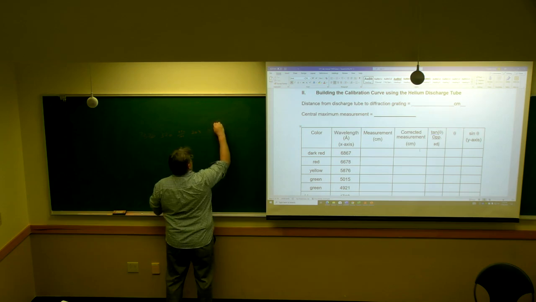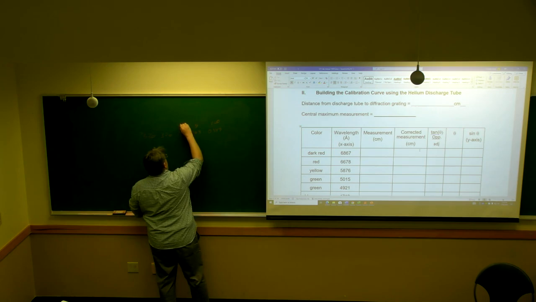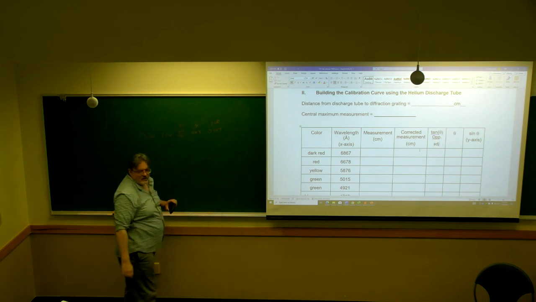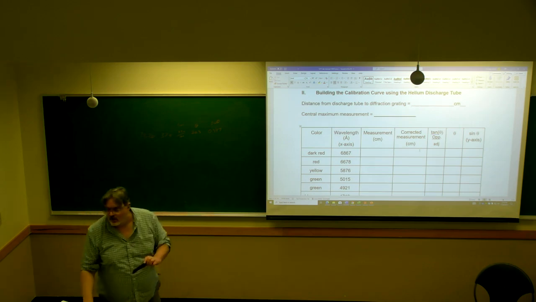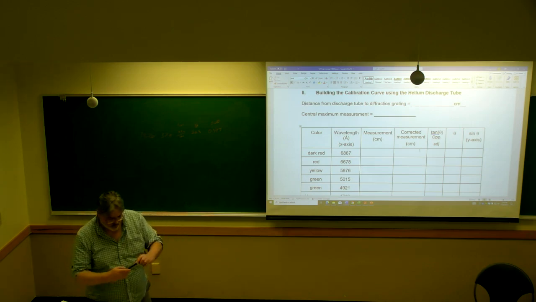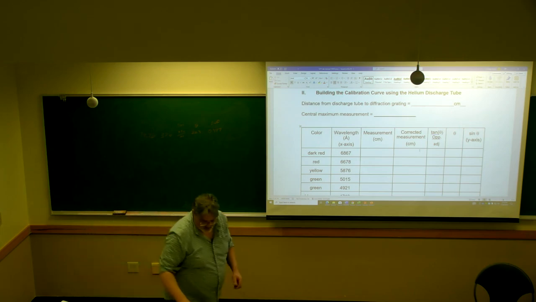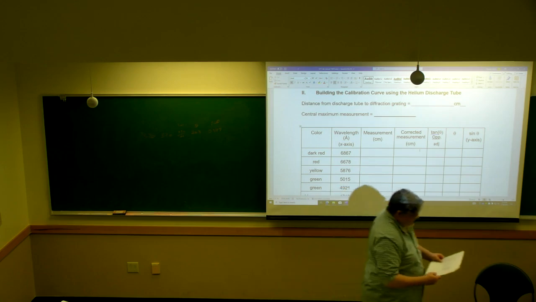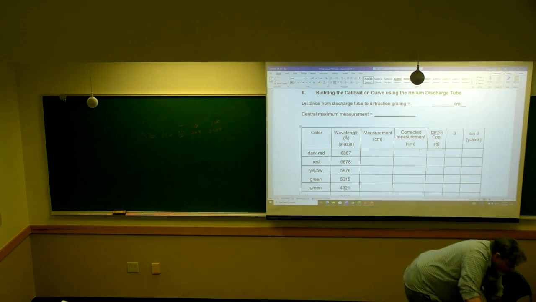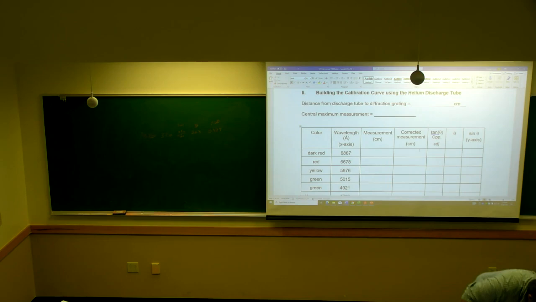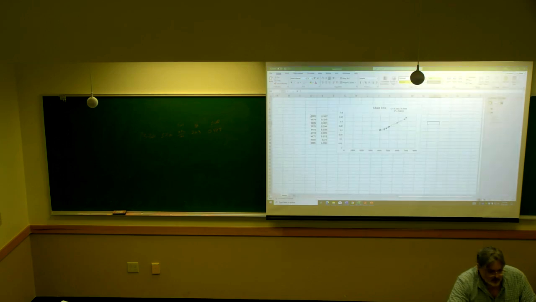Sine of the angle. Are we all in the same ballpark there? All right. Okay, so what you do is you take the wavelength on the left and then the sine of that angle all the way over on the right, and you graph them. So I've got on the left here, this is the wavelength. Here.